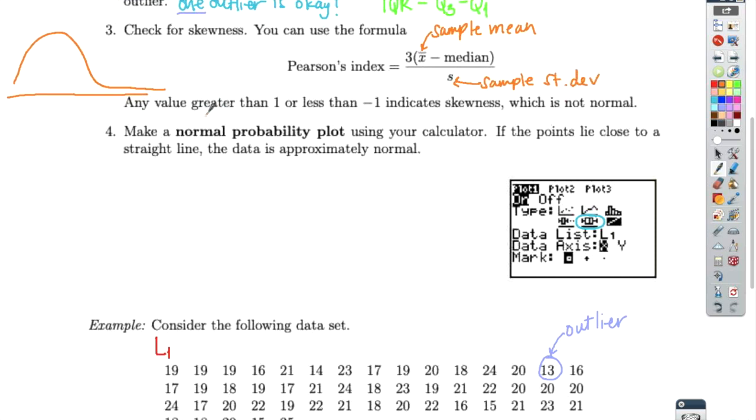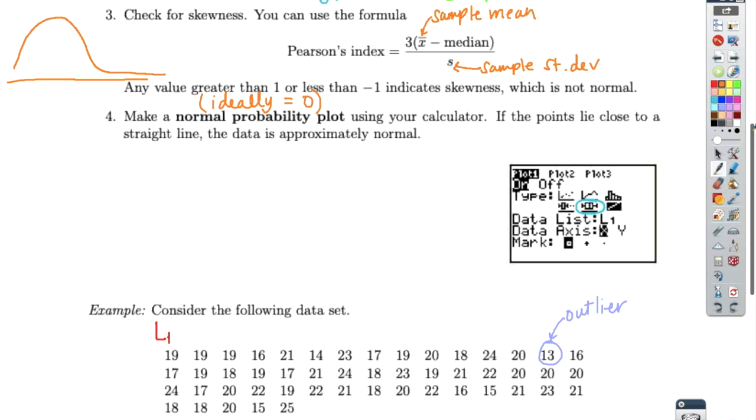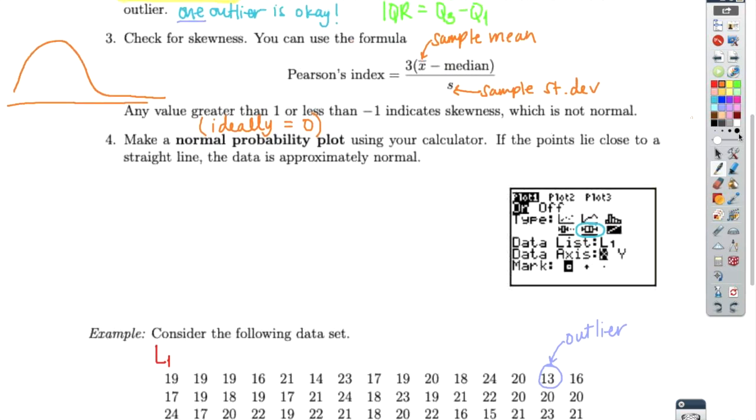Now, ideally, the Pearson's index equals 0. If it equals 0, that means no skew. But we say as long as it's between 1 and -1, that's okay. Anything bigger than 1 is not okay. Anything less than -1 is not okay. Ideally, it's 0, but really 1 and -1 is the cutoff. And if you get anything bigger than 1 or less than -1, we would say that the data is not normal, not normally distributed. So let's find the Pearson's index for our data.